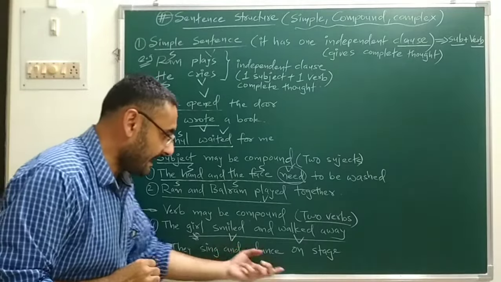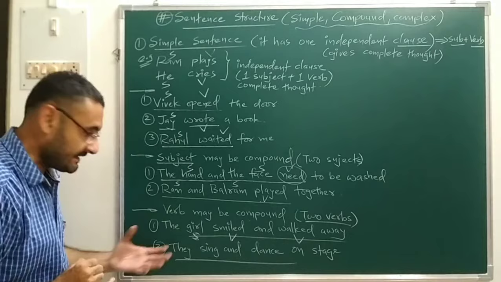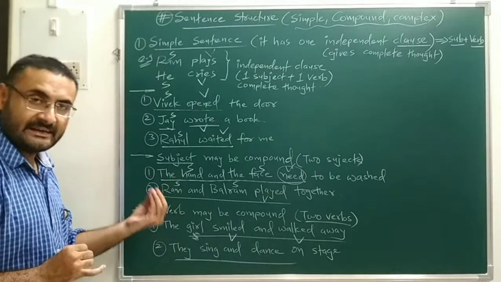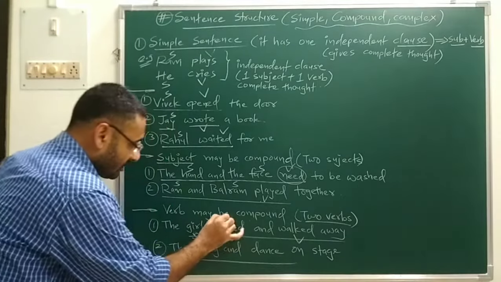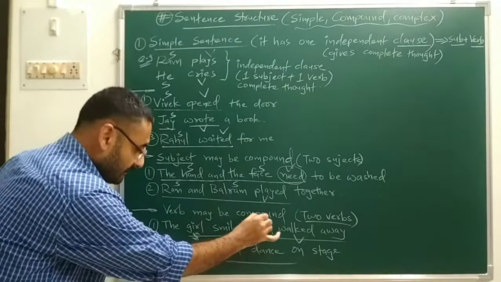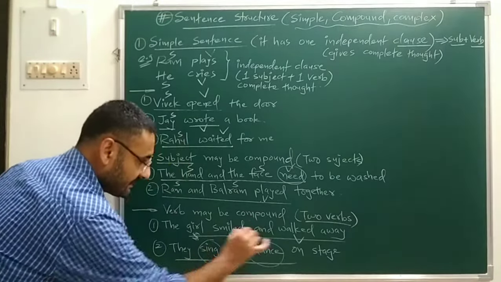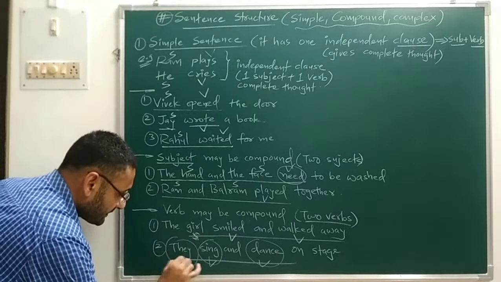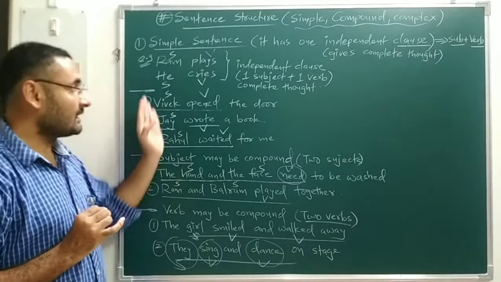They sing and dance on stage. So over here they sing and dance. That gives the complete information. That is why it is an independent clause. An independent clause has one subject, one verb. But over here we are talking about what? Compound verb means over here two verbs are there. First verb, second verb, to sing, to dance, two verbs are there, and in front of that, they means single subject is there. So that is your simple sentence.